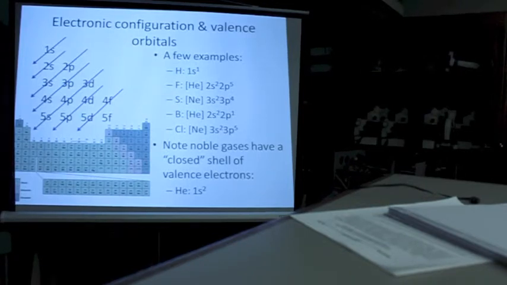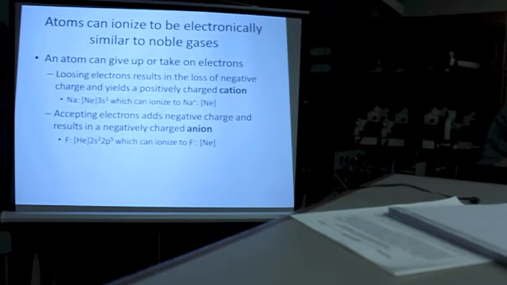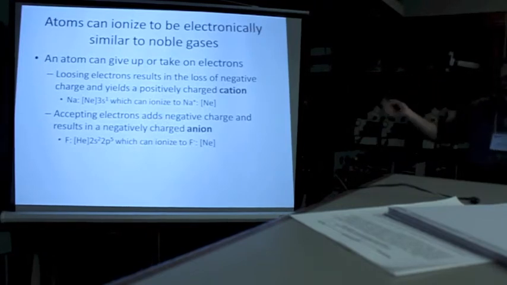Electronic configurations that look like the electronic configurations of noble gases are very stable, and typically that's what you're going to see atoms do. Okay? And so, making that point again, they're going to ionize in ways to be electronically similar to noble gases. I talked about a case here where fluorine took on an extra electron to become like neon. But we could also go the other way, right?